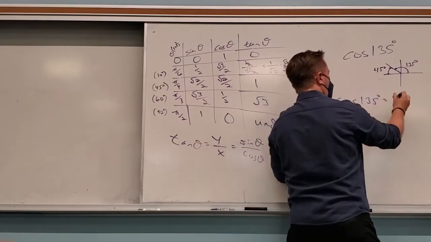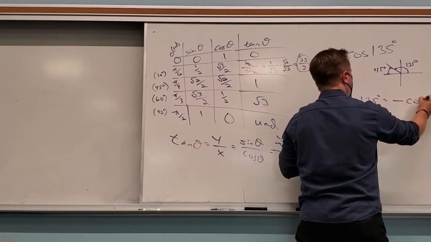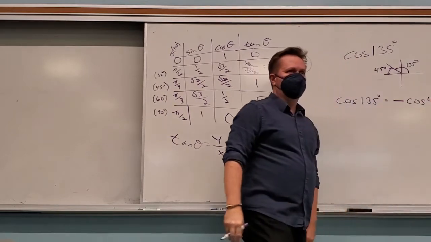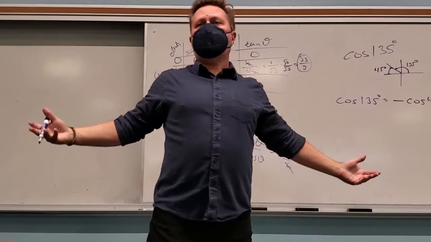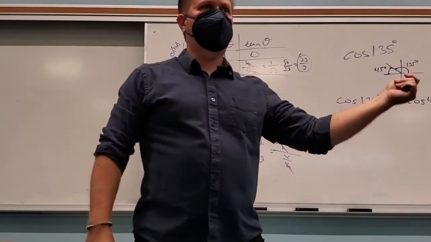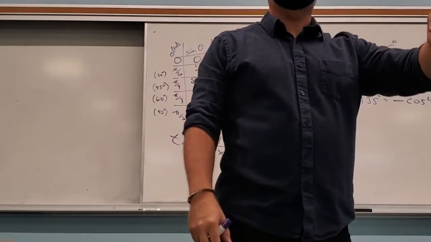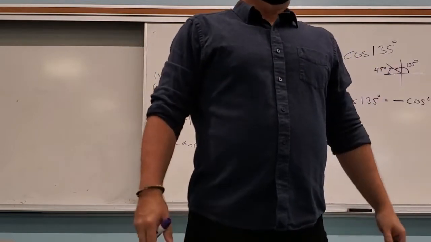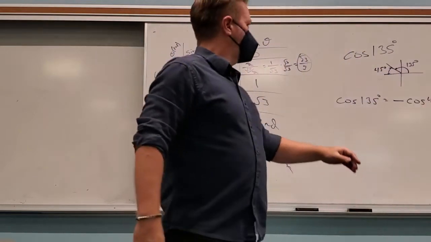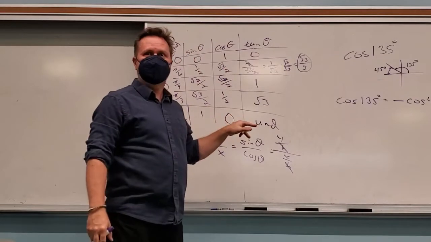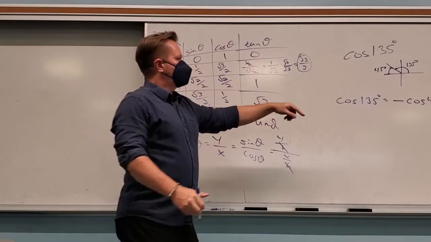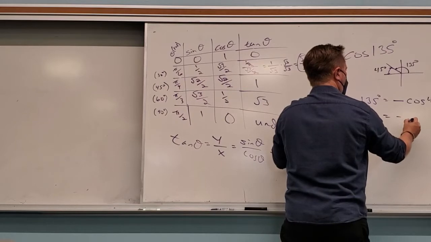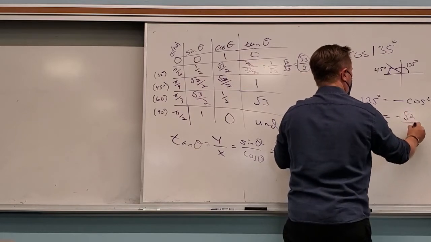So cosine of 135 is negative cosine of 45. And I've got this memorized. So I don't care what angle you give me, Jeff. I'm just going to draw that, figure out the reference angle, figure out what sine it is, bam, I'm done. You can't do any of that if you don't have these memorized, right? So what's cosine of 45? Rad 2 over 2.